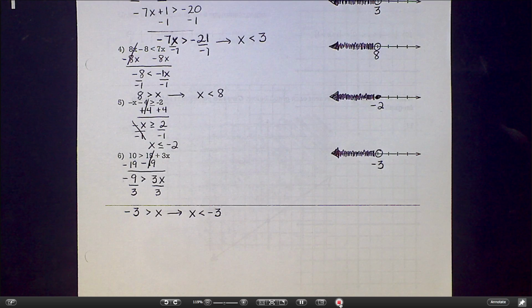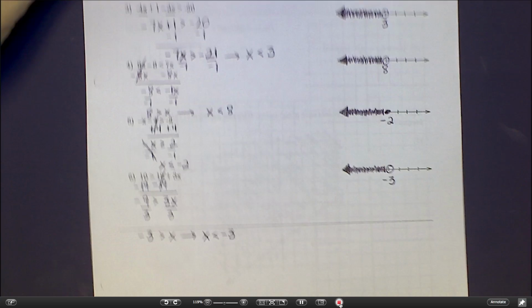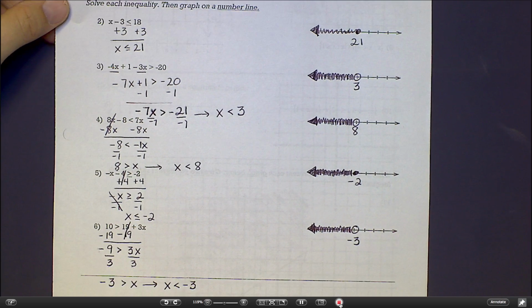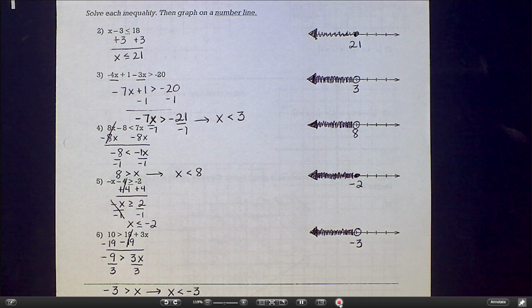Okay? That does it for page 1. Pull this back down so you can see that whole section. And I will do another video for page 2.